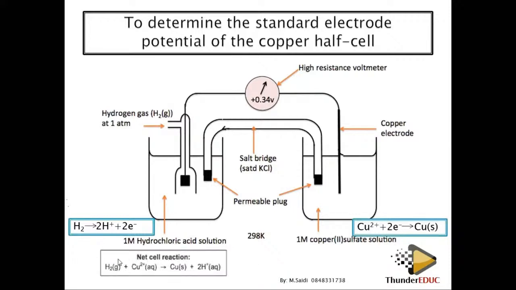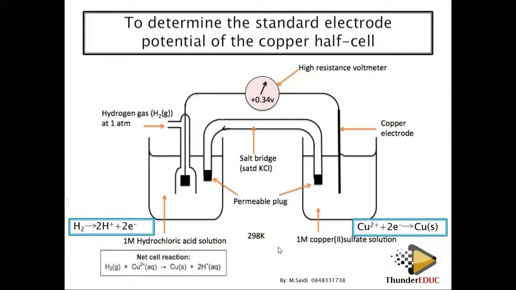This is what I'm trying to say. Hydrogen gas plus copper 2 ions, which is here, giving me 2 hydrogen ions, which is this, plus copper solid. That's it. So before the arrow and after the arrow. So it's supposed to be like that. And then you cancel out what is similar. Electrons this side, electrons this side, so I cancel them out.